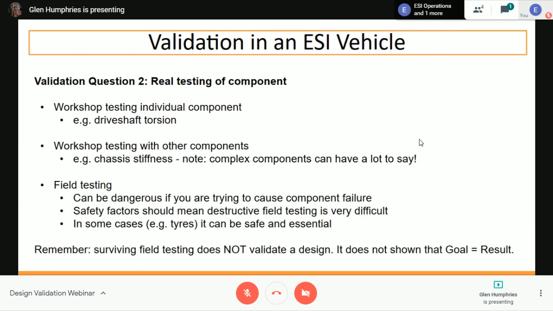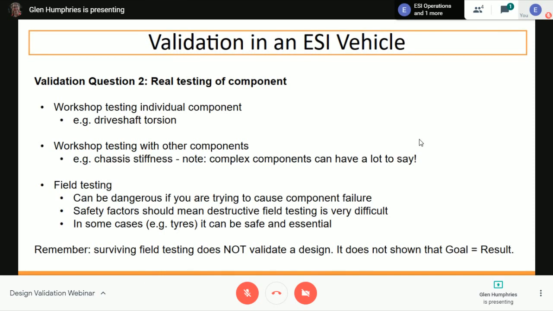All right, question 2, real testing of a component. So you got your values, you used your stress calculations and your FEA and all your cool fun toys. You design a component, you get it made. We need to know, does it do and only do what you wanted it to do, what you intended it to do? So how do we test these things?